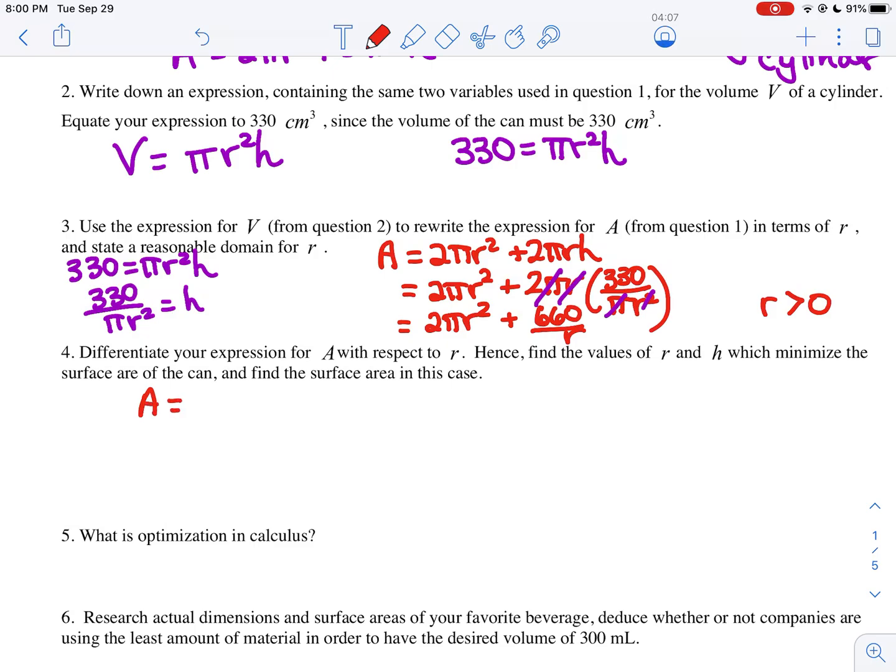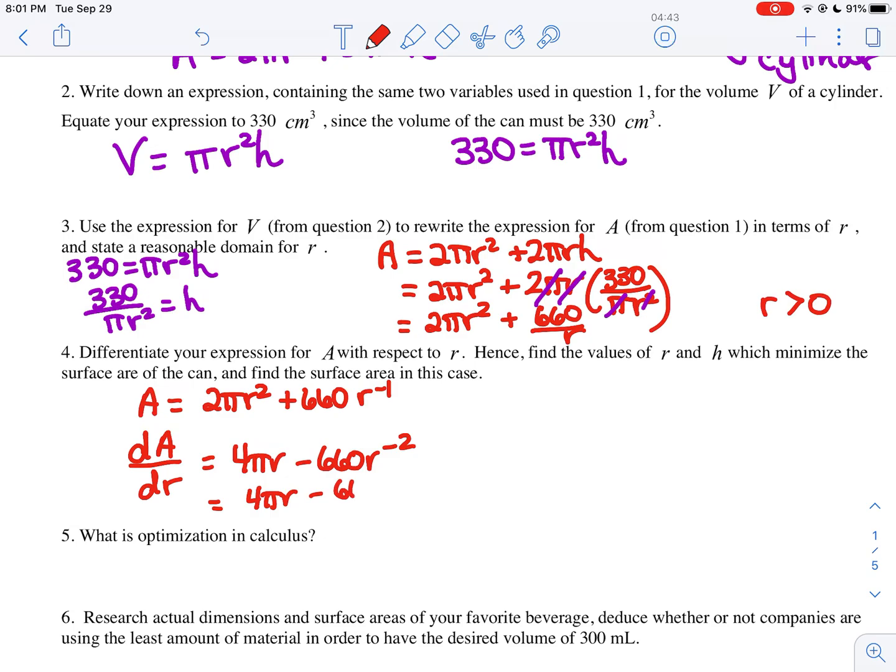All right, so now it says differentiate your expression for A with respect to r. So watch this, and I'm going to rewrite this just a teeny tiny bit. And that r will be to the negative 1 power. So you may have wondered, why did we do the dy dx? Well, you didn't know what was coming, but I did. And so we're actually going to find the derivative of the area with respect to r. So we write dA/dr. So it's 4 pi r minus 660 r to the negative 2. Or in other words, we can rewrite it like this.